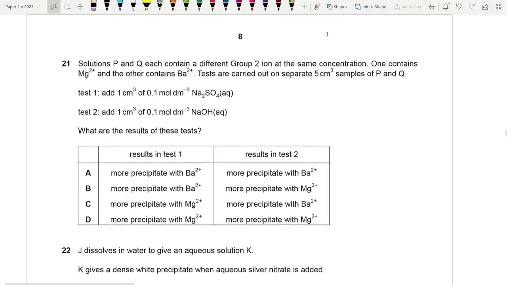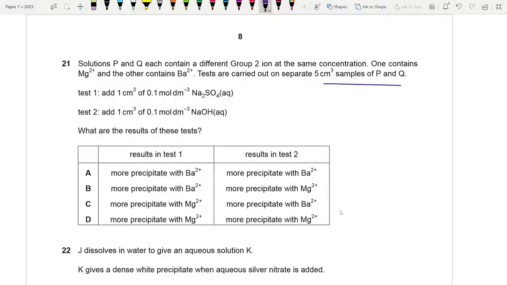Last, 20. Solution P and Q each contain a different group 2 ion at the same concentration. One contains Mg2+, the other contains Ba2+. Tests are carried out on 5 cm3 samples. Test 1. Add 1 cm3 of 0.1 mol per dm3 Na2SO4. Test 2. Add 1 cm3 of 0.1 mol per dm3 NaOH aqueous.